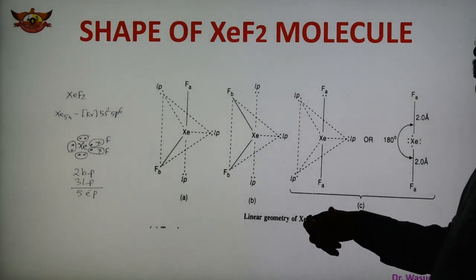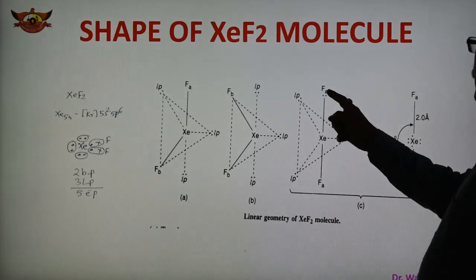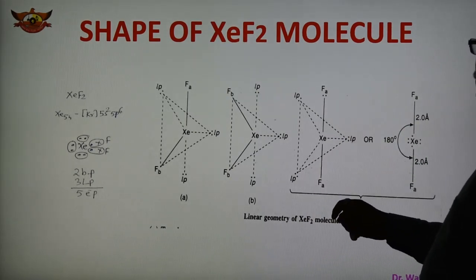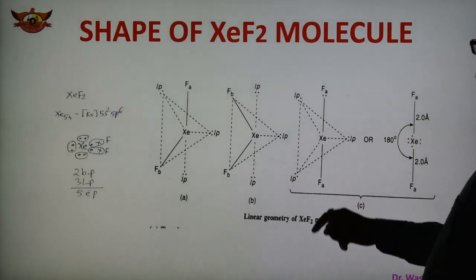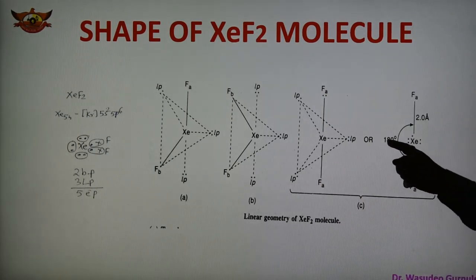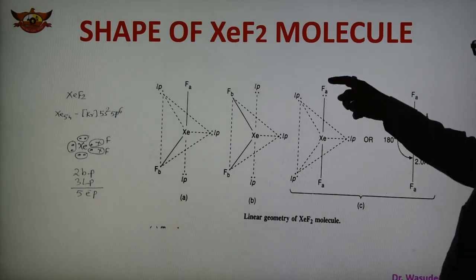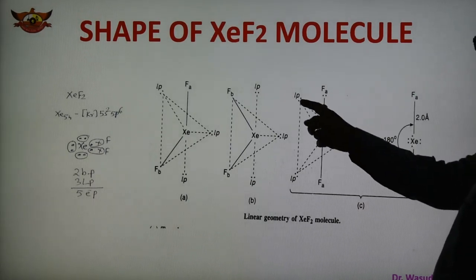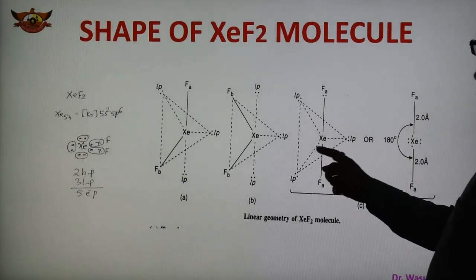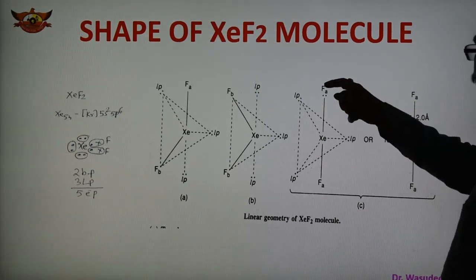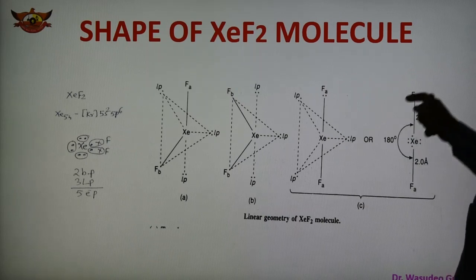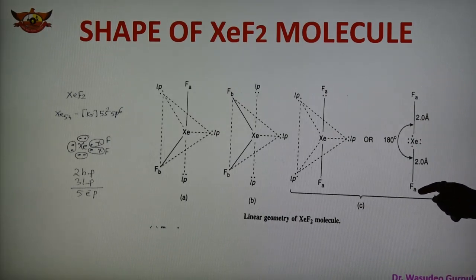All the three equatorial positions are occupied by lone pairs, and here after that, what is now here? So this is the shape which is also known as a linear shape. See here, this is the linear geometry because three equatorial positions are occupied by the lone pair. So two fluorine and xenon are in one line. So this is the linear shape or linear geometry.